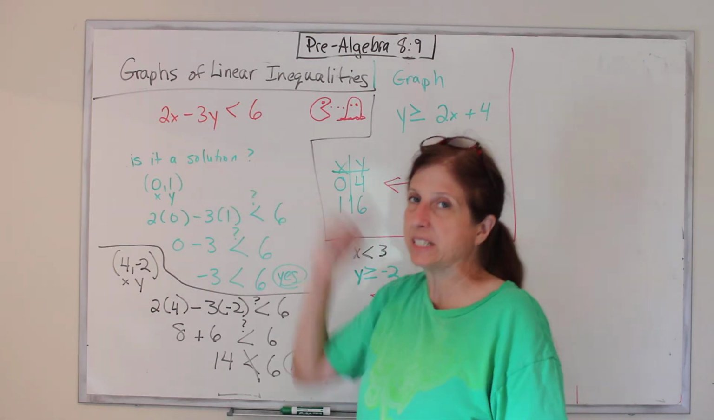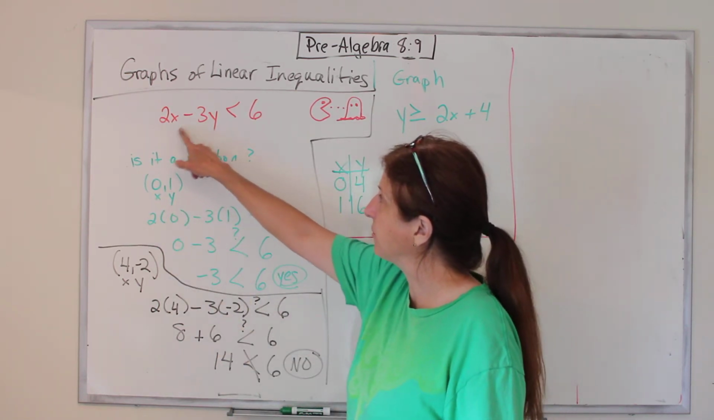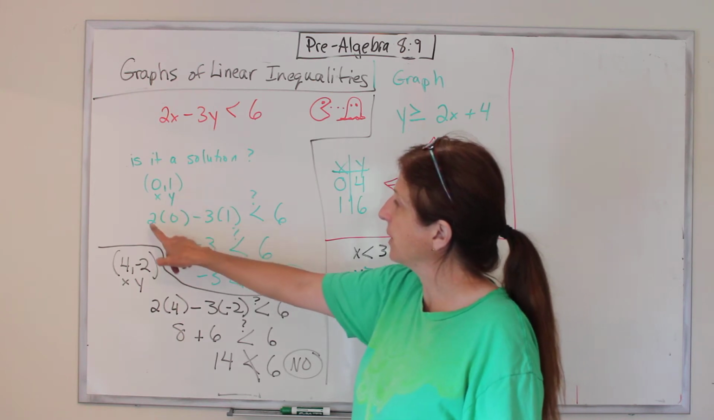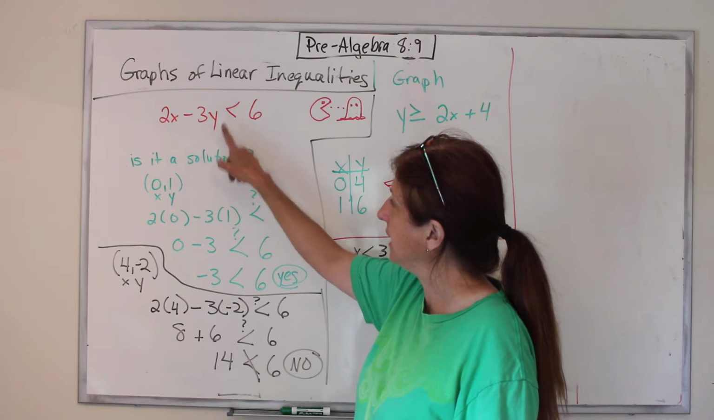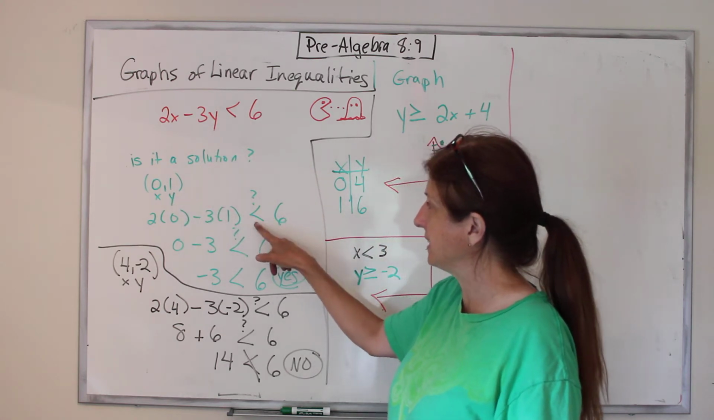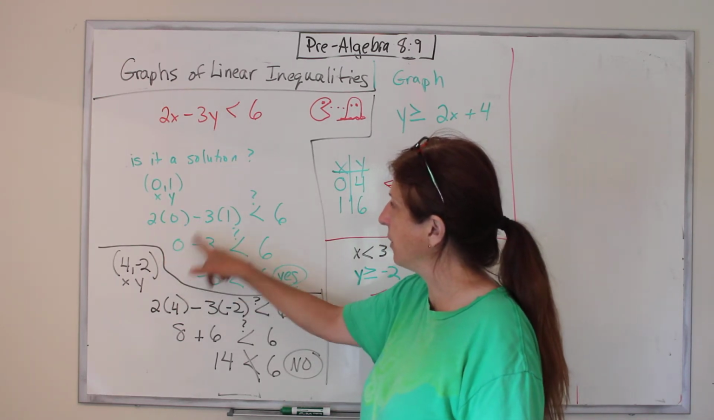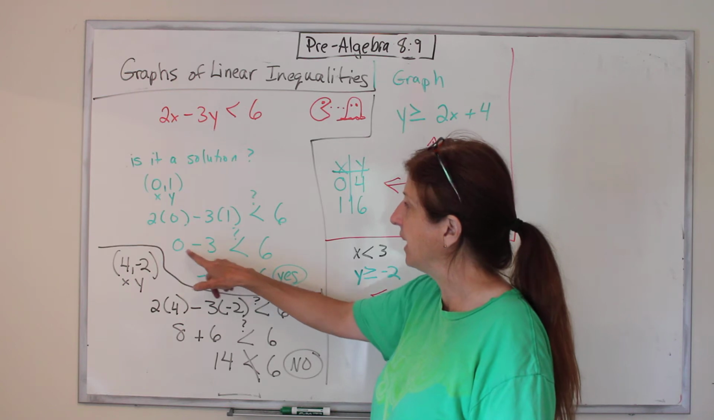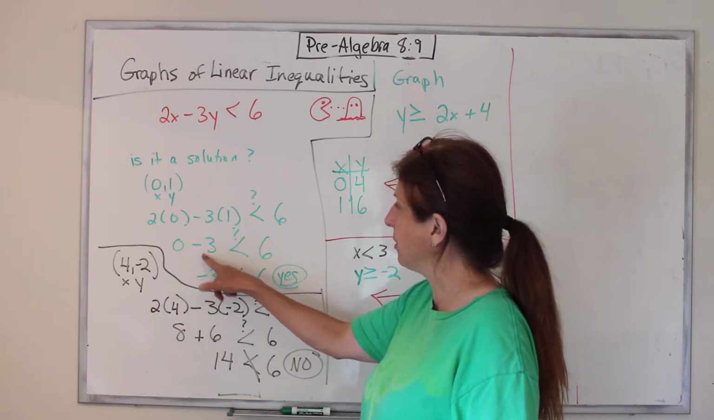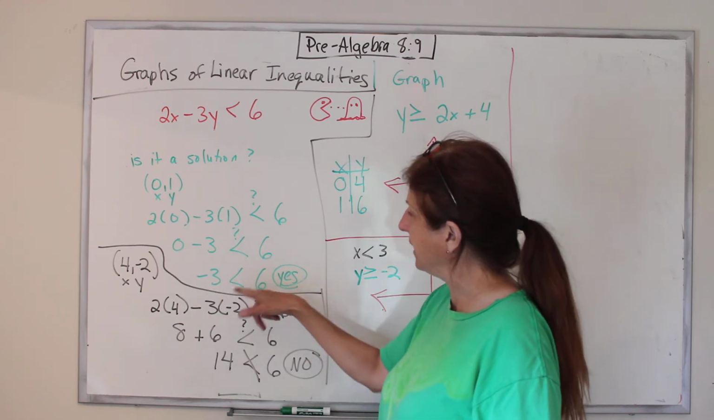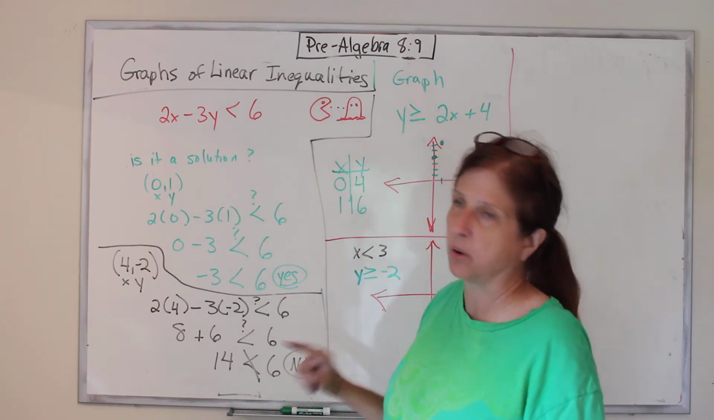So what we do is we sing the song, substitute, and we substitute x and y in for x and y in the equation. So we have 2 times 0 minus 3 times 1. Is that less than 6? Oh, the suspense. So now 2 times 0 is 0, negative 3 times 1 is negative 3. Is 0 minus 3 less than 6? Oh, we don't know. But 0 minus 3 is negative 3, and negative 3 is less than 6. So this is a solution to that equation, yes.